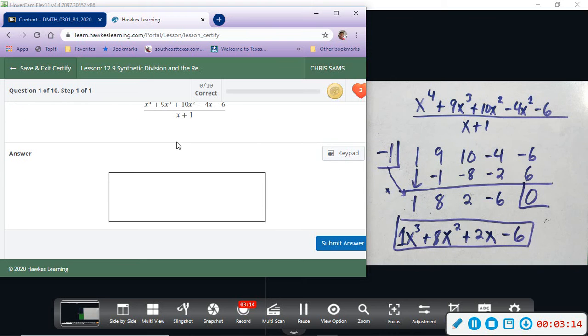So our solution, x cubed plus 8x squared plus 2x minus 6.